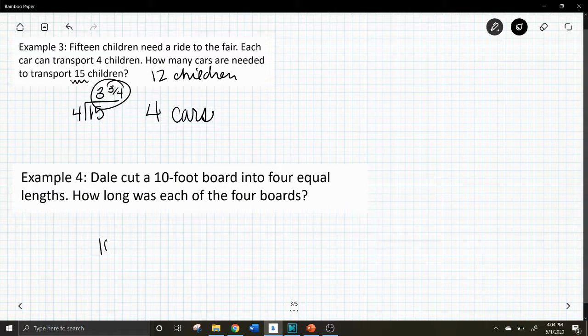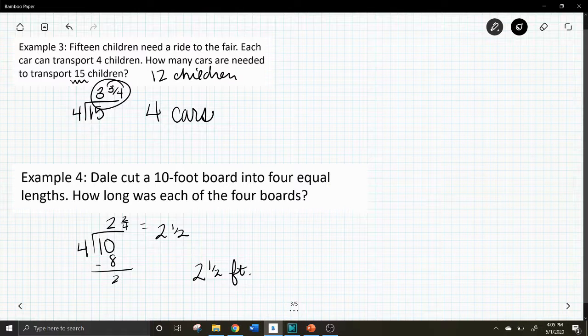So this one we're going to need an exact answer. 10 divided by 4. So 4 goes into 10 twice with 2 left over. So let's write this one as a fraction, 2 2/4, which equals 2.5. So each length of the board is going to be 2.5 feet long. All right, we wanted that one to be exact. We don't want any rounding here because we want to know exactly how many pieces, lengths of the board we have. So that's why that one we would just leave our remainder as is.